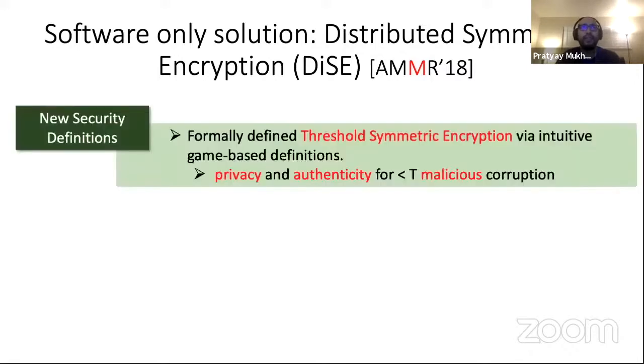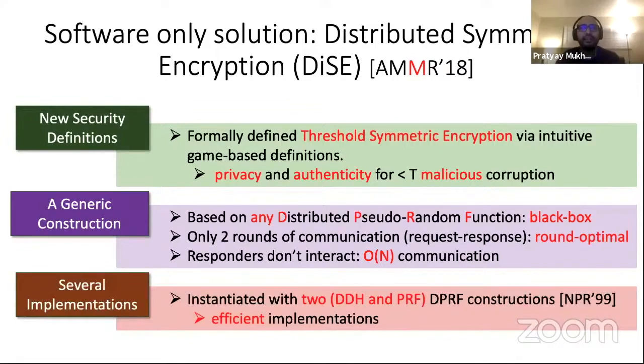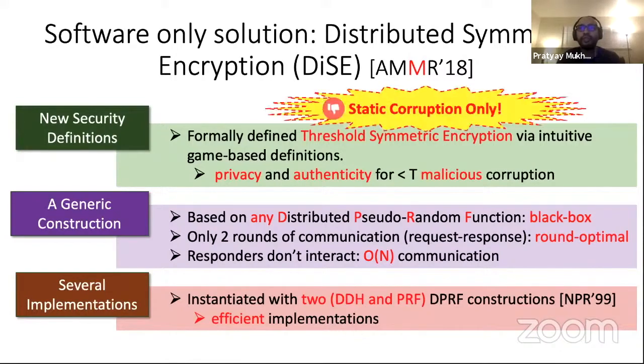And in that paper, we formally defined threshold symmetric encryption with guarantees like privacy and authenticity for up to T malicious corruptions. It's a generic construction based on any distributed pseudo-random function with properties like round optimality and order of n communications. And there are also several efficient implementations. One problem with this solution is that it's only secure against static corruption.